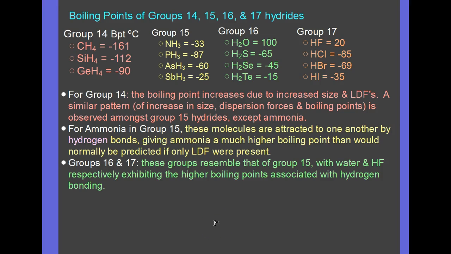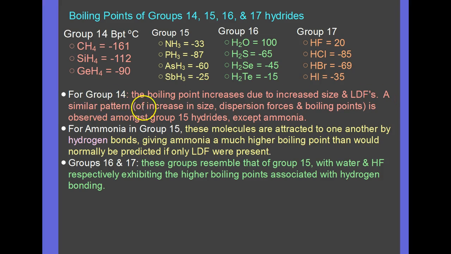So boiling points are grouped 14, 15, 16, and 17, and these are hydrides, which means they have hydrogen. So group 14 boiling points: carbon, Si, and Ge, minus 161, minus 112, minus 90. And then let's just read through this. For group 14, the boiling point increases due to increased size. They're bigger, so they are more polarizable. It means there's more London dispersion forces.